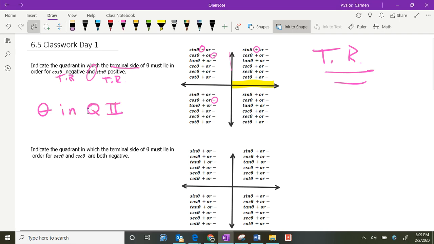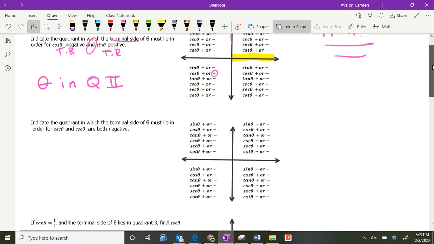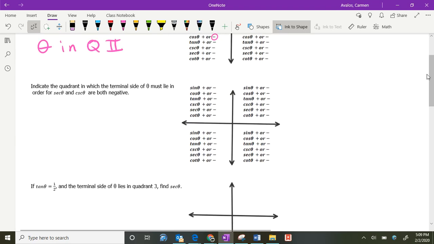Okay, and then indicate the quadrant in which the terminal side of theta must lie in order for the secant and the cosecant to both be negative. So we want them both to be negative. Well, secant and cosecant are the same thing as sine and cosine. They're just reciprocals, but they share the same sign for the trig ratio. So secant corresponds to cosine of theta, and cosecant represents the sine of theta.